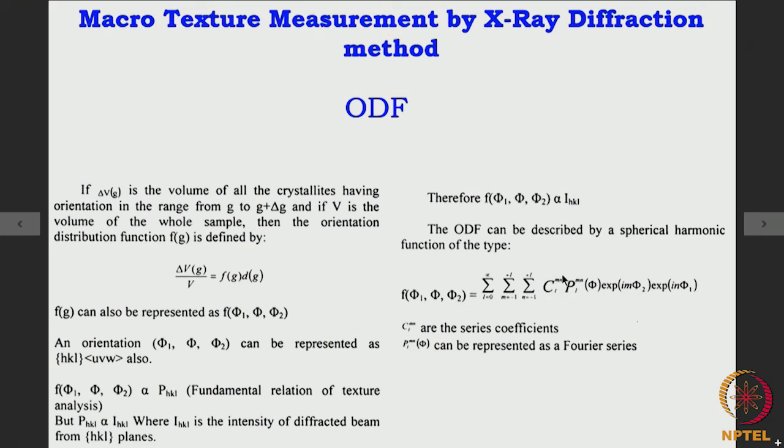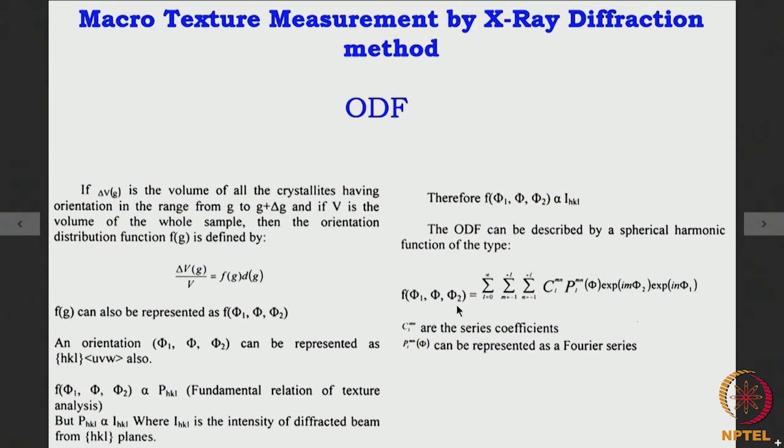These coefficients in fact are related to the pole densities in a pole figure. So, in a way, whatever data we get in order to draw the pole figure, that data is transferred into this particular type of spherical harmonic functions, and we describe the pole density by a function of this type, f(phi 1, phi, phi 2).